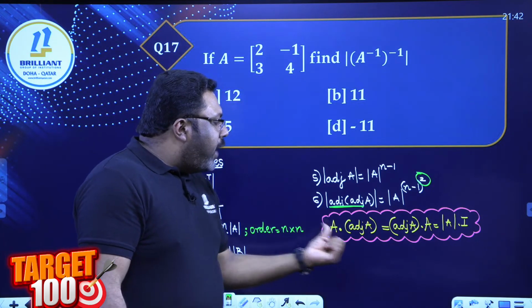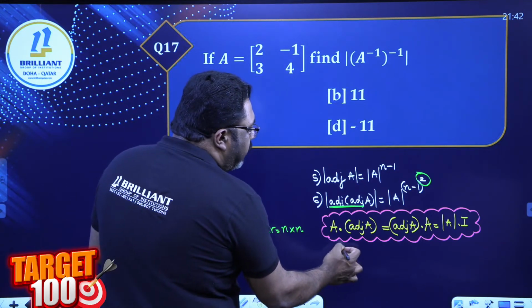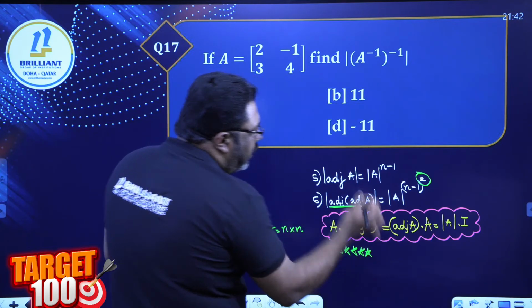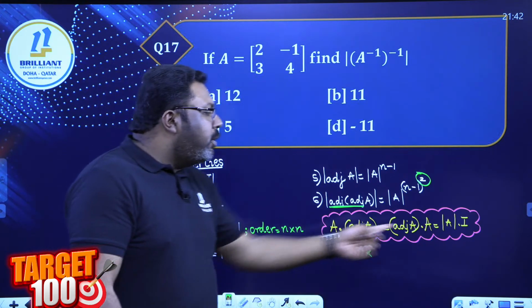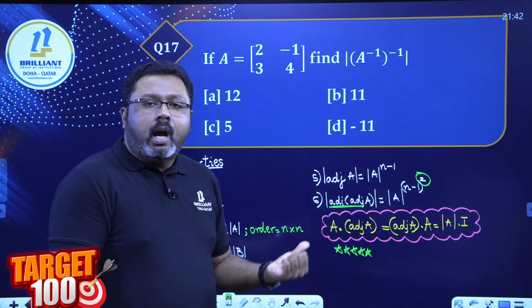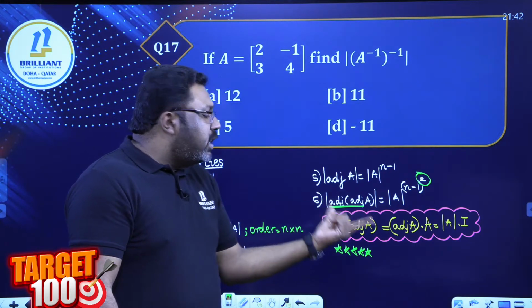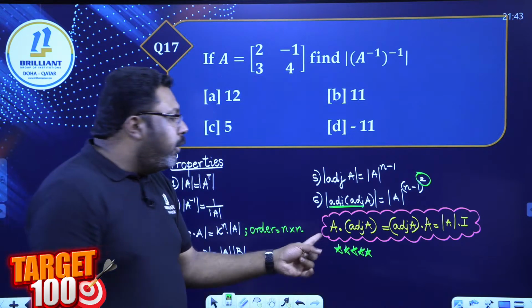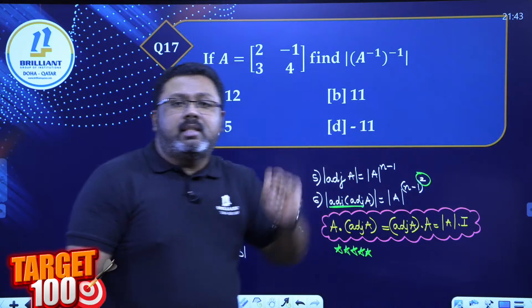And there is a 5-star property. For me, it's a 5-star property, because it's always a confusing question. This will come for 1 mark. You might think, what is this question doing for 1 mark? How can I multiply a matrix with its adjoint? Finding the adjoint is a very long process. Many of you forget that there's a property existing for that.